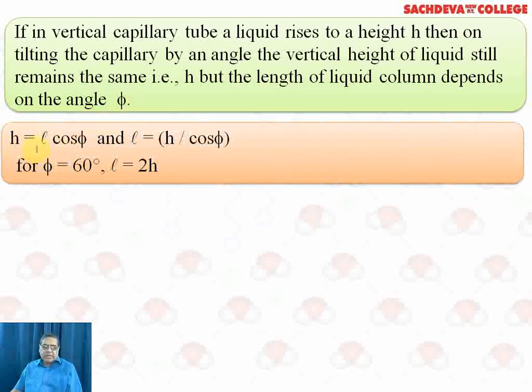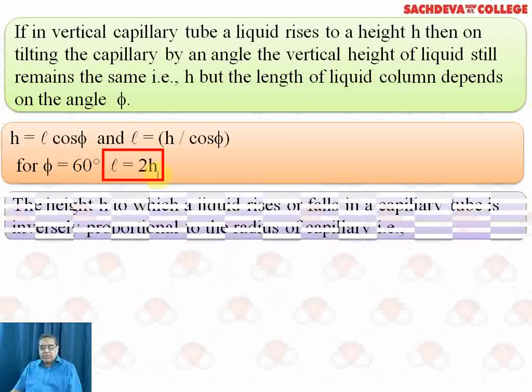So in that case, we will use the trigonometrical equation, that is cosine of the angle will be base over hypotenuse. By using that concept, h will be equal to L cos phi, and L is equal to h over cos phi. And if phi is 60 degrees, that is the angle of tilting is 60 degrees, then cos 60 will be taken as half, because cos 30 will be root 3 by 2. So our equation will become L is equal to 2h.